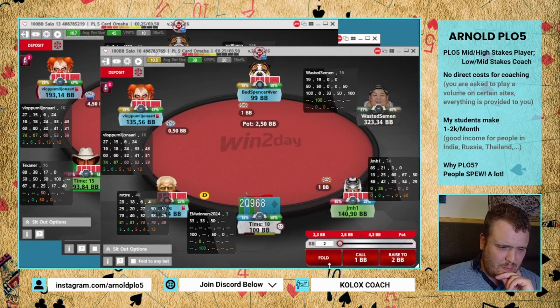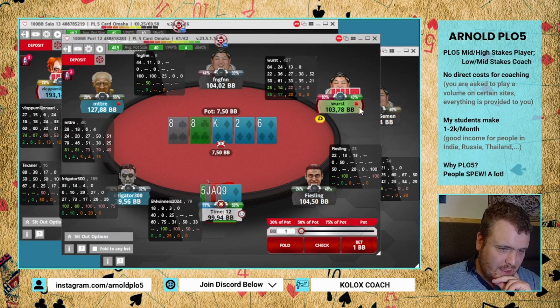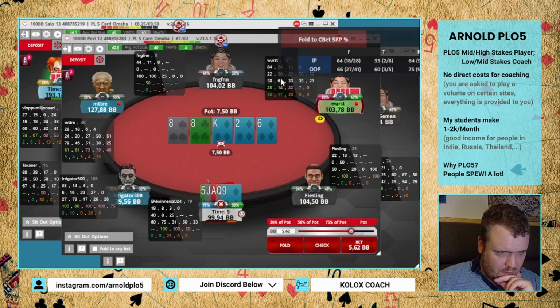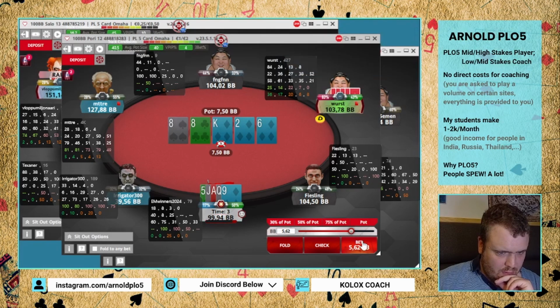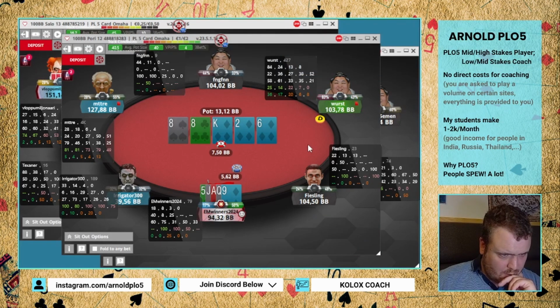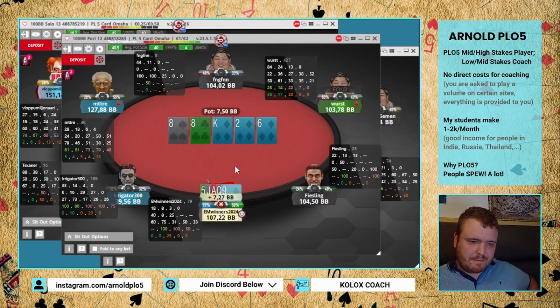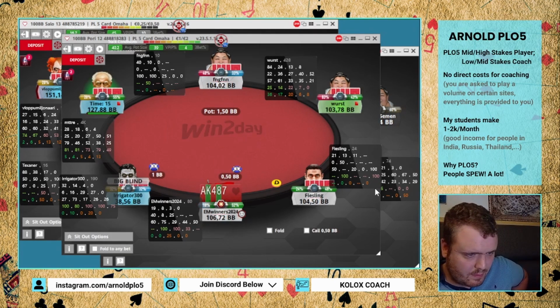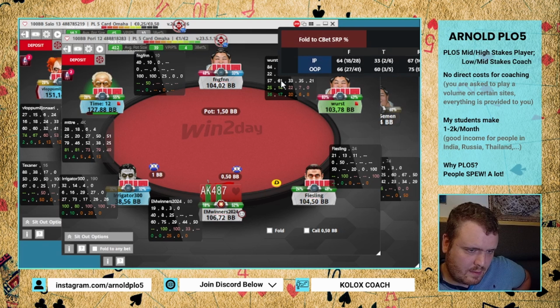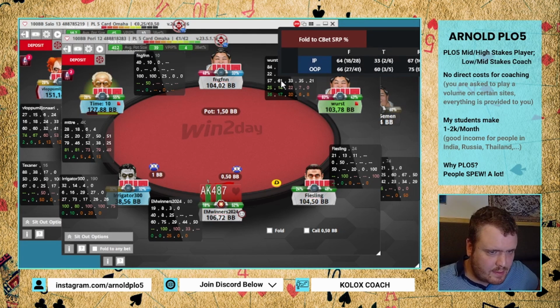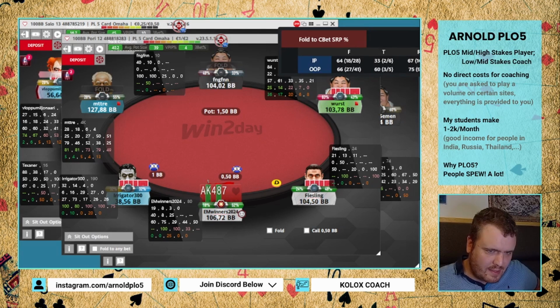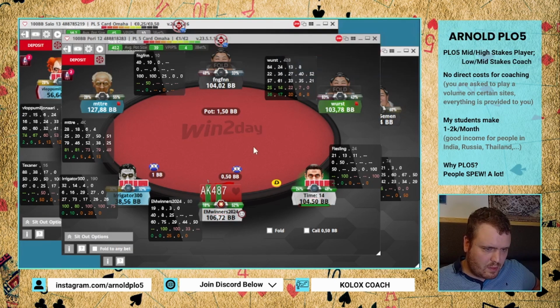I had 2 backdoor flush draws, but not enough 2 pair outs, I think, to get it in. He folds a lot on the river. Here I see this is the fold to c-bet, but it's not a c-bet now, but he folds a lot on the river, so I can go for the bet.